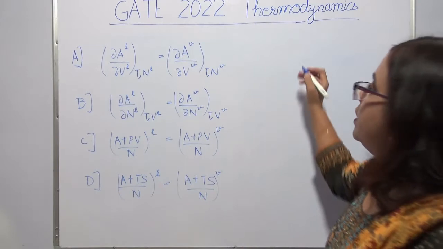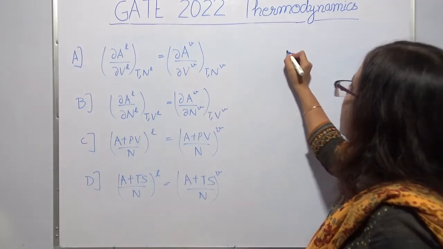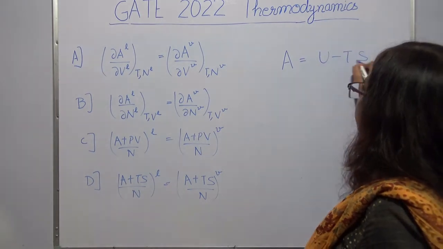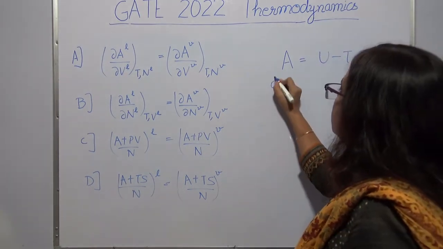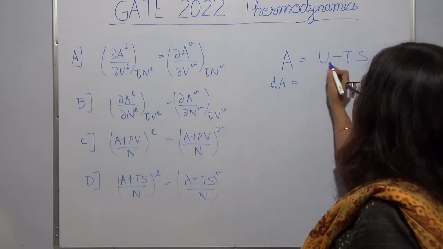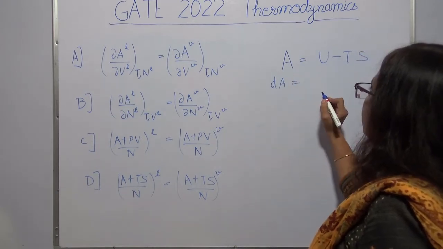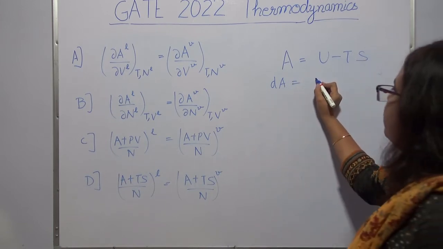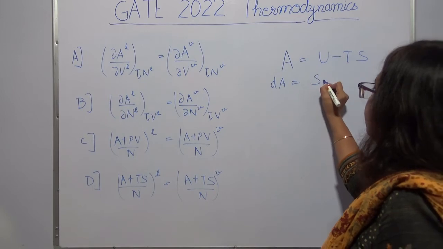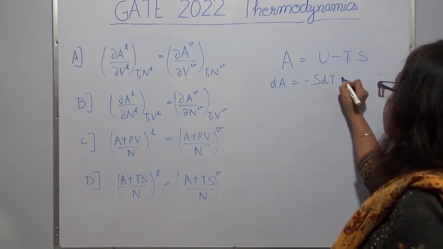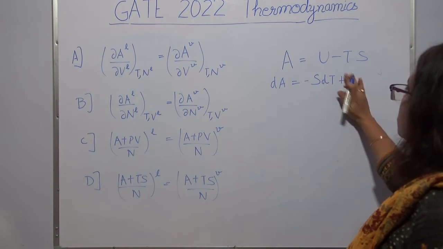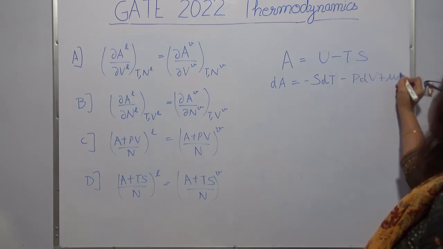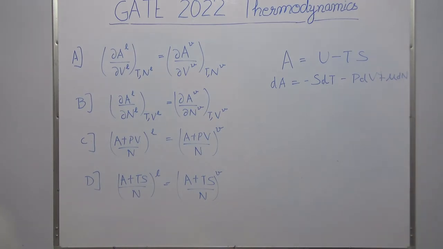Okay, so let's write down, because this is in A, so I am going to write down the equation for A, that is equal to U minus TS, okay, and in differential form dA is equal to, okay, so I have told you how to write quickly. So I am changing my variable from S to T. So what I will do is, instead of writing TdS, I will write SdT, put a minus sign, nothing else will change, so it will be minus PdV plus mu dn. Okay, so I have written both the equations.